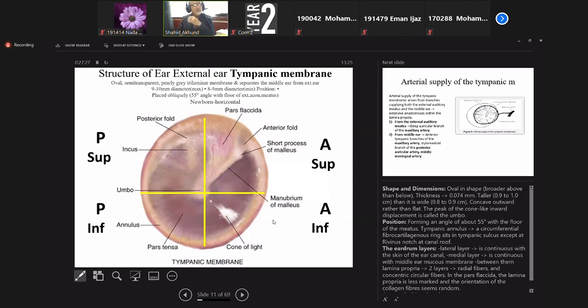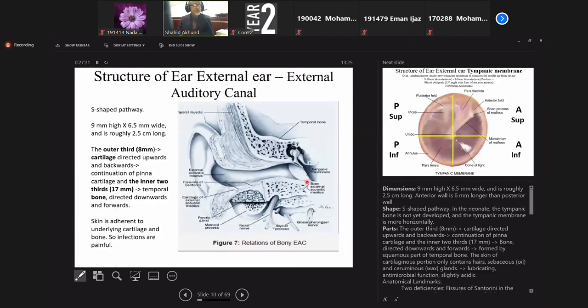Now, normally we see that it is sitting at an angle. This angle is around 55 degrees. But in children, it is sitting at a much more acute angle, as if almost horizontal. That makes sense?